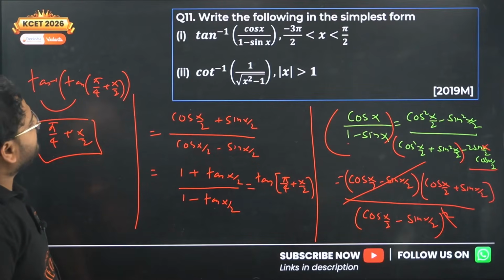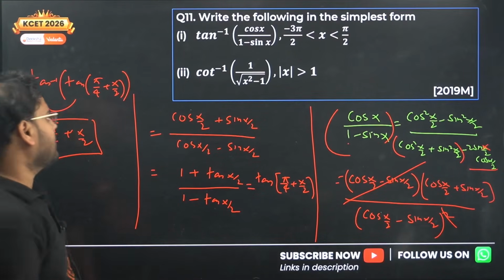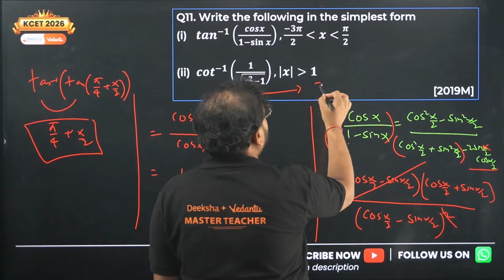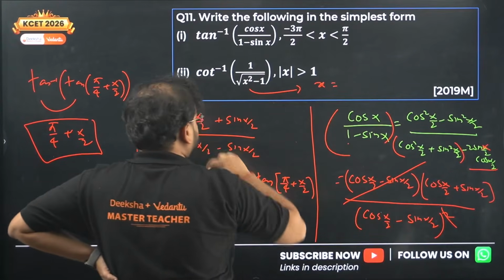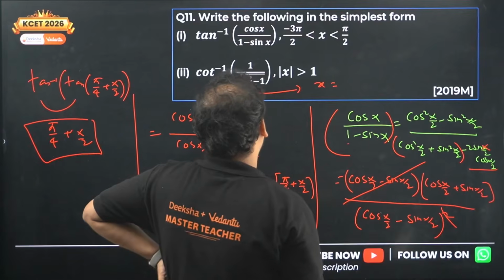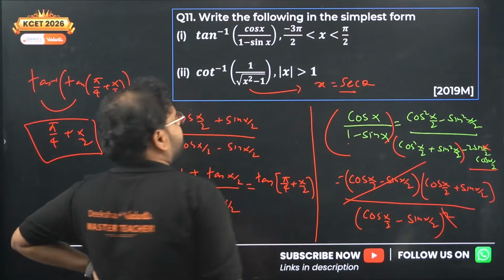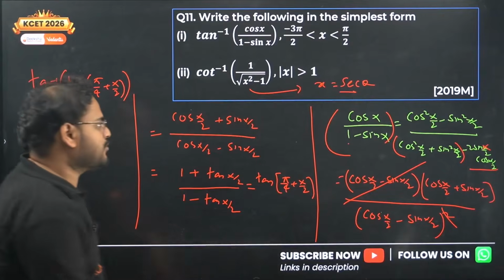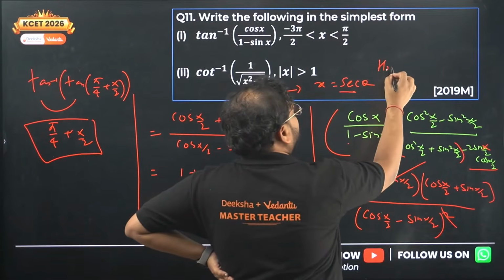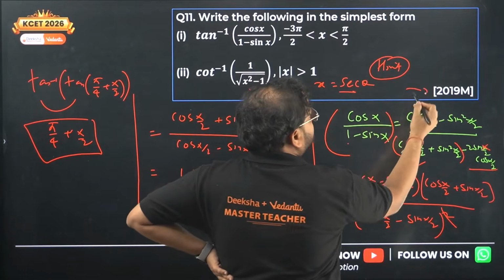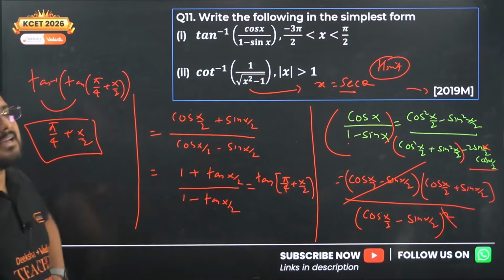Next: cot inverse of 1 upon root of (x square minus 1). Do one thing, solve it over here. Cot inverse is there, no? Take x equals to sec theta. You'll get the answer. Apply this. This is your hint. I could solve it right now for you, but this is your hint: x as sec theta.